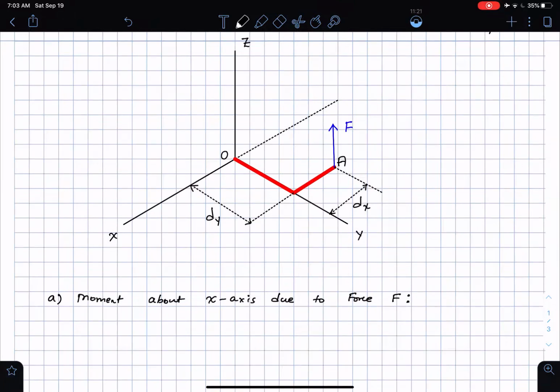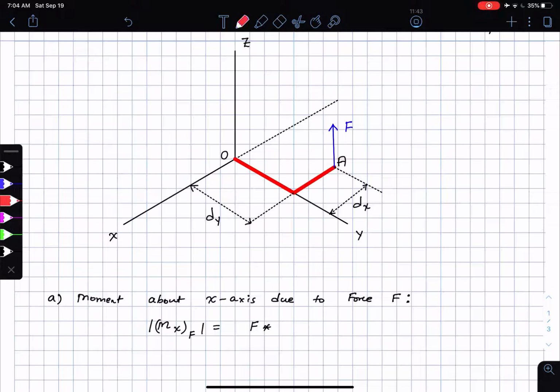If I'm looking only at the magnitude, the moment about the x-axis due to the force F is going to be the magnitude of the force F times the perpendicular distance from the axis of interest to the line of action of the force. What is that perpendicular distance? All the way from the x-axis, which is the axis of interest, to the line of action of the force. That is the same as the distance d suffix y as I have marked, which means that this is going to be F times d suffix y. So this is the magnitude of the moment.